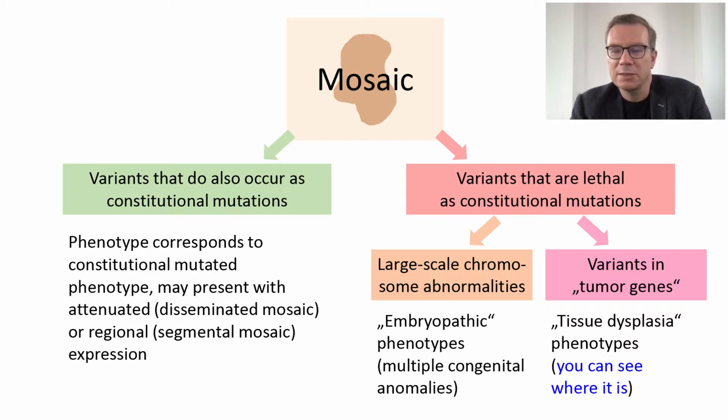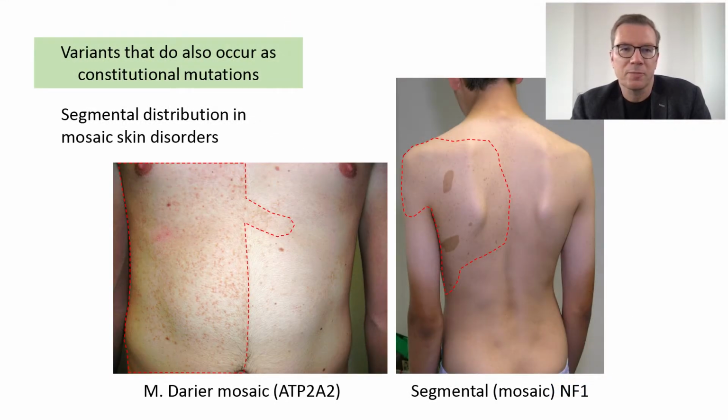congenital anomalies. But the other type of mutations that are lethal in the germline are variants in oncogenes. And these cause a tissue dysplasia phenotype. In that case, you see lesions of tissue dysplasia where the mutation is. And I want to focus on this type of mosaicism. But I want to show you also some examples for the other types of mosaicism.